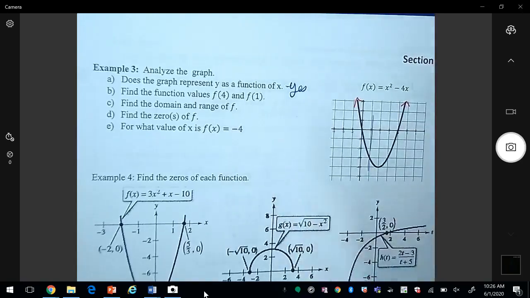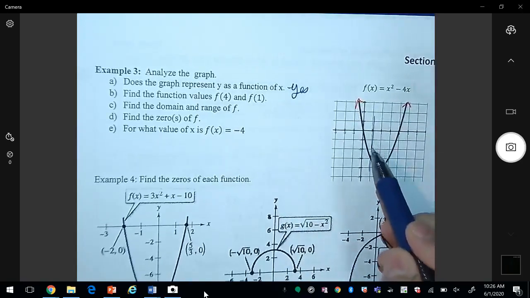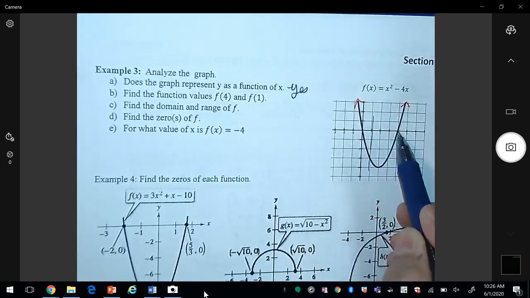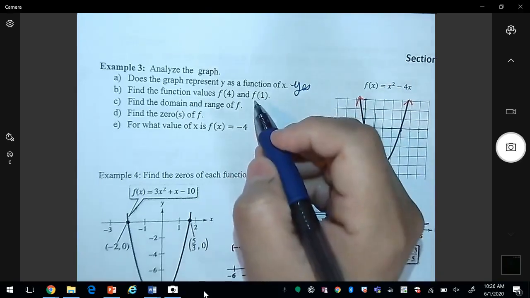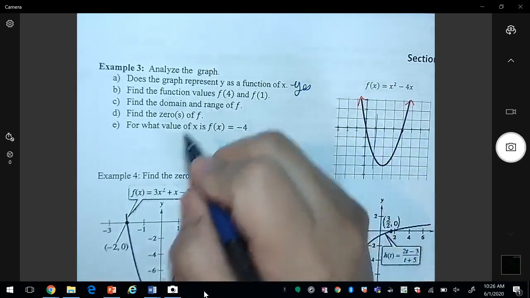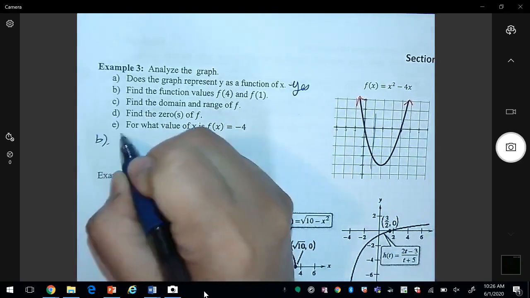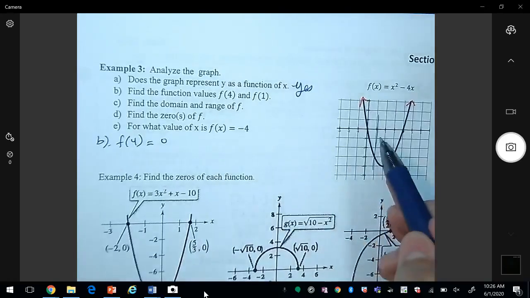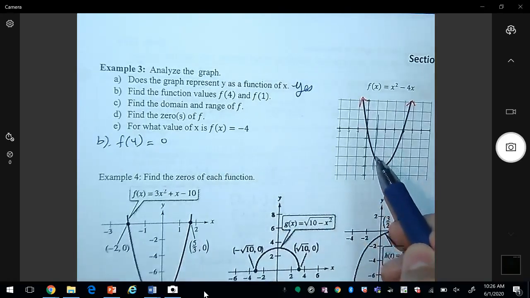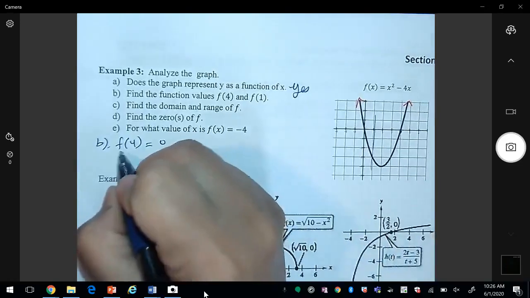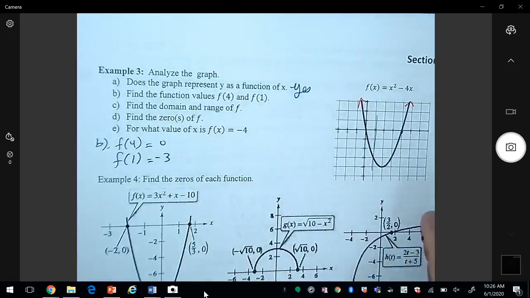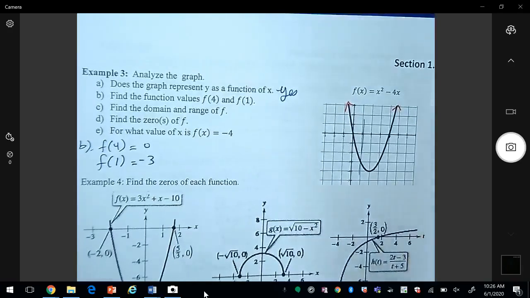Find the function values of f of 4. So here we have 1, 2, 3, 4. So we get 0. So I'm going to write b here. So f of 4 is equal to 0. And f of 1, if I go down, gives me negative 3. That was letter B.